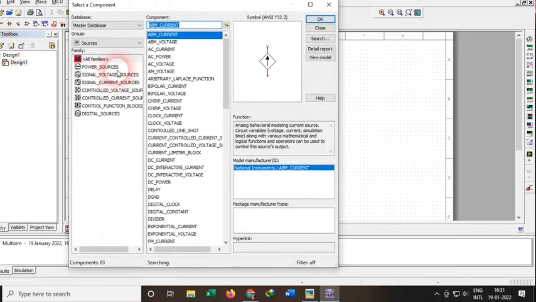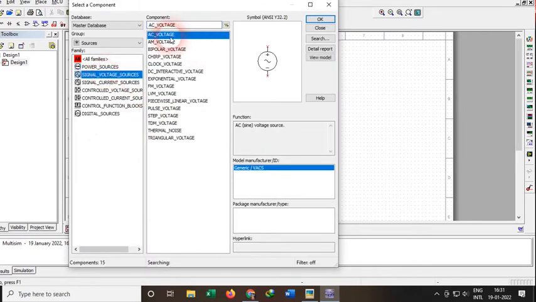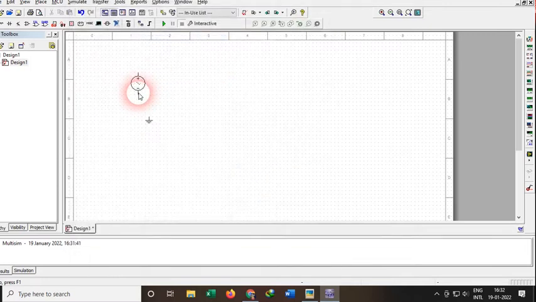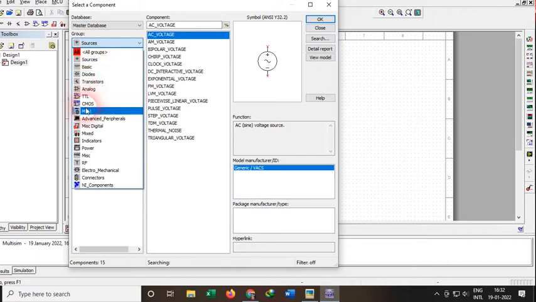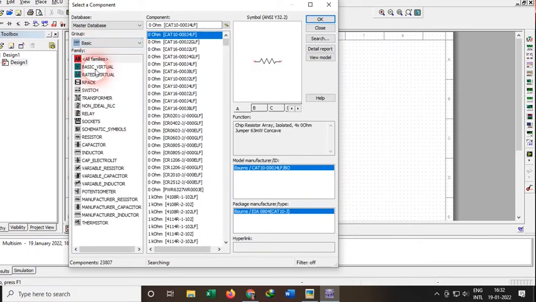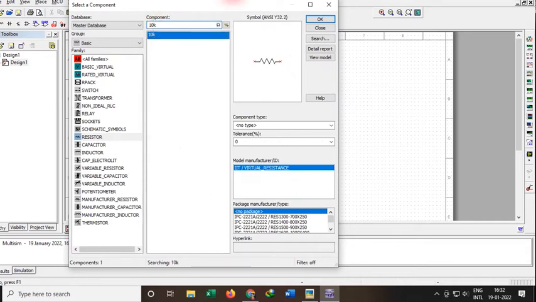Firstly I am going to take the ground here. Then we will take an AC voltage source. We'll change the value afterwards. Now we are going to take two resistances from here. It should be in basic. One is 1 kilo ohm and the other would be 10 kilo ohm. You could directly search here only, and you could get different resistors.